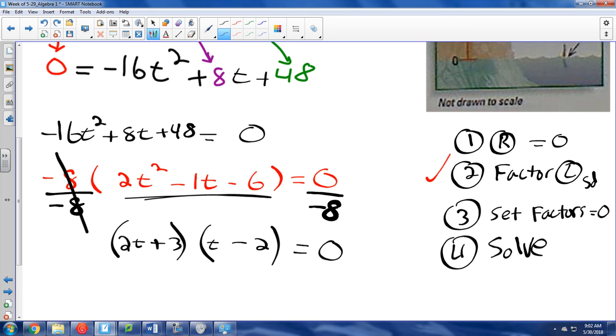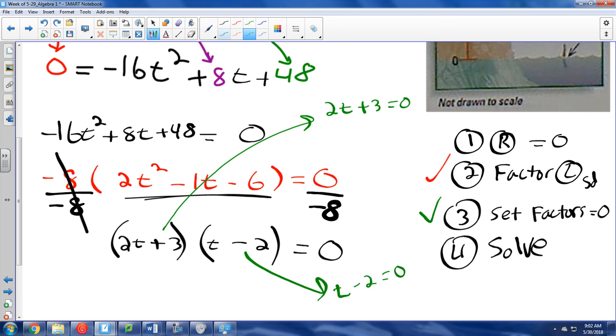So that's the factoring. Now we have to set those factors to 0. You got to take this factor, 2t plus 3, and make it equal 0. You got to take this factor, t minus 2, and make it equal 0. And then you need to solve those factors. So that means that t in this case is -3/2. Trust me, you'll get that if you solve it. And t in this case is 2.